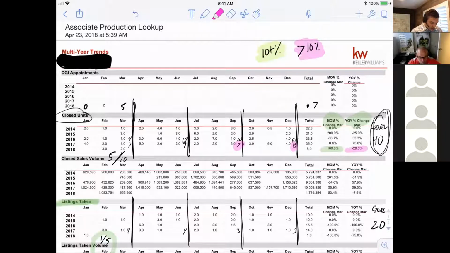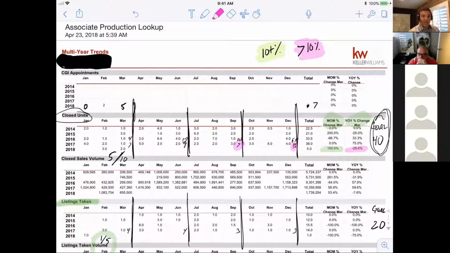So you can see month over month. So last March compared to this March, you can see she had an impact on closed units, because last March she only closed 1. This March she closed 2. So she increased her March over March by 100%. But you can see year over year, by this time, by the end of the first quarter in 2017 compared to 2018, she's off pace by 29%.